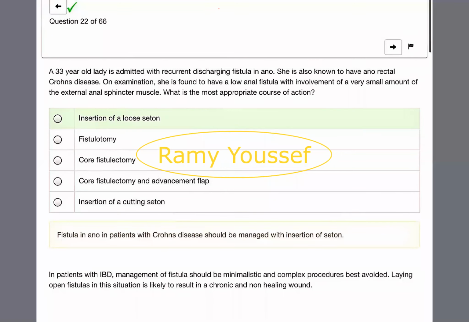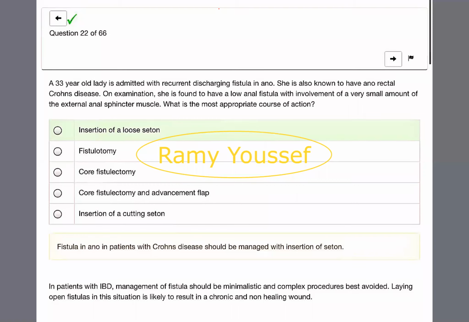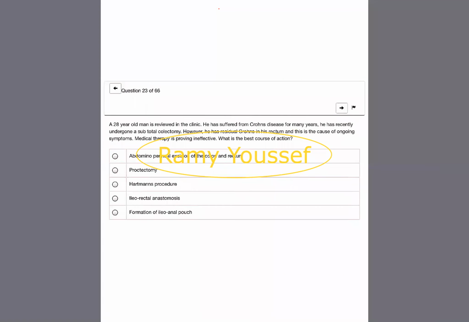Here you have a low fistula in a patient with Crohn's disease. It is better to go for a seton, a low seton. You don't lay down the tract or do a fistulotomy, not fistulectomy, fistulotomy. You go for a low seton for treatment of a low anal fistula in a patient with Crohn's disease or anorectal Crohn's disease. Next question.